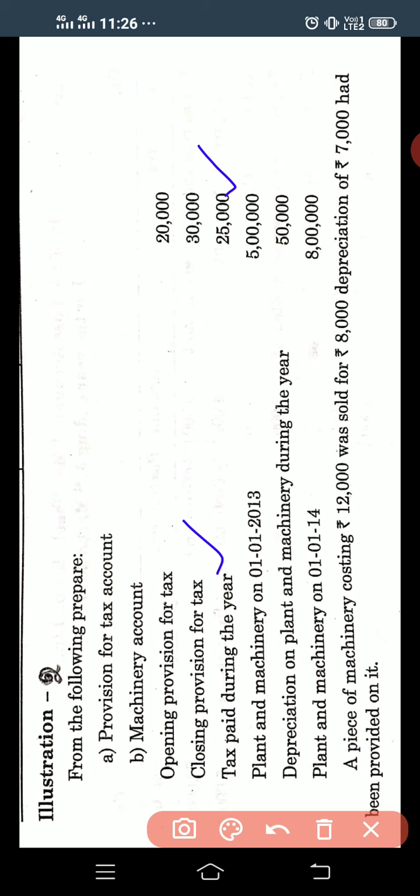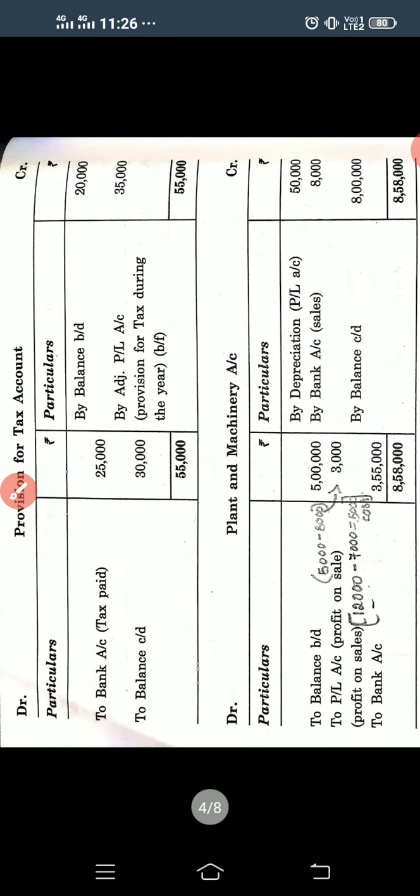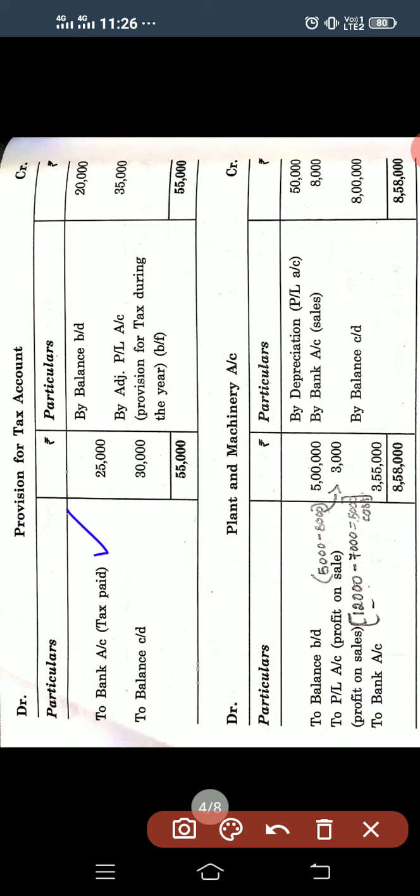So when the company is paying tax, it is the outflow of cash, right? So provision for tax account debited to cash account or bank account, that is 25,000. So we have recorded the opening balance, closing balance and tax paid. So only 3 pieces of information are given in the problem.